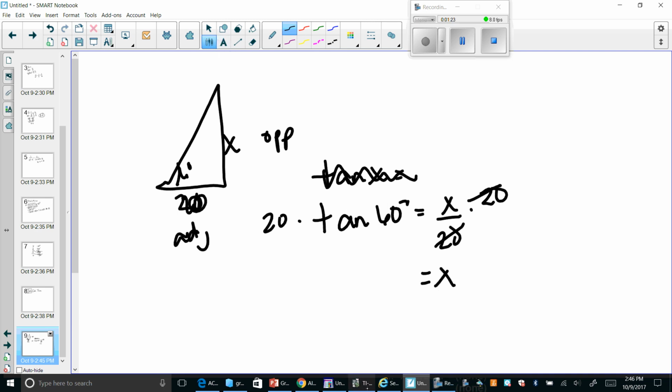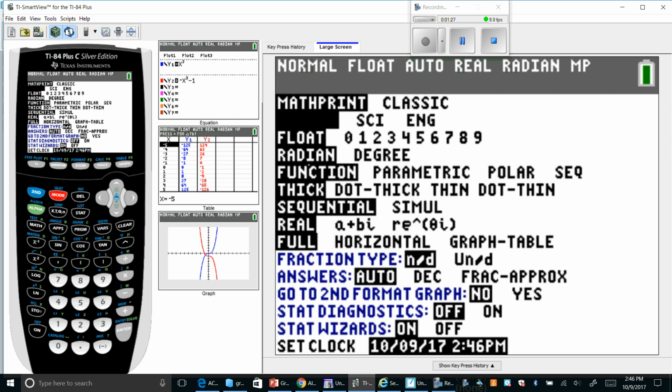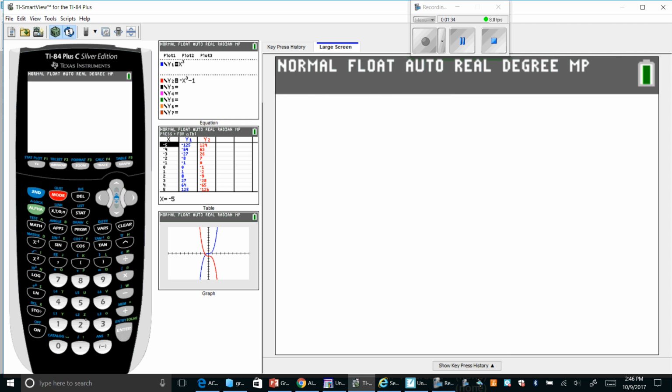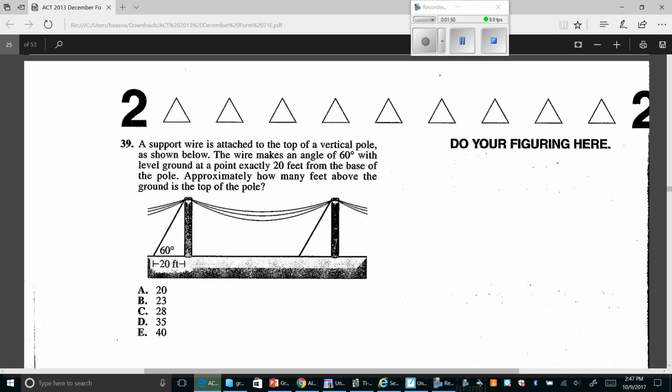On the calculator, you do want to make sure that you're in degree mode, because right now I'm in radian, so it wouldn't be giving me the right answer. So I want to switch it to degree. Then I just do 20 times the tangent of 60, and that should give me the height, which is around 34.6, and let's see what the answer is over here. 35. So my answer would be D.